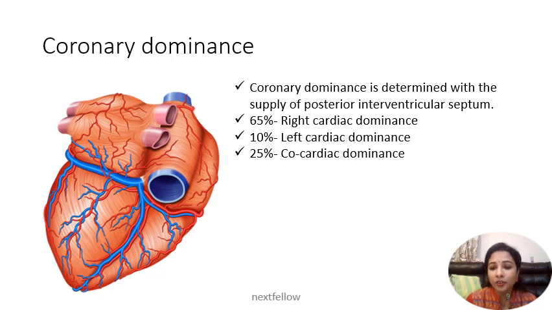Let's talk about coronary dominance, which is very important. Coronary dominance is determined by the posterior interventricular septum supply, that is, determined by the blood supply to the posterior interventricular septum. So this is the posterior interventricular groove.